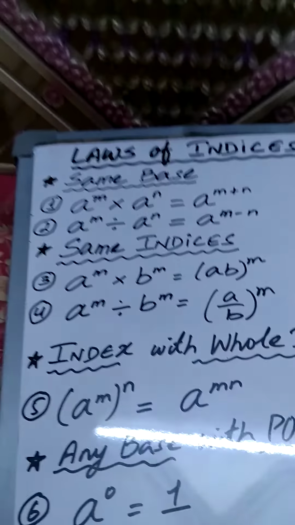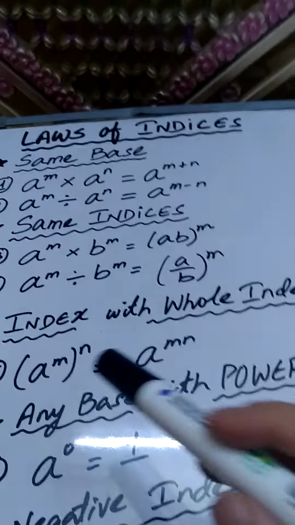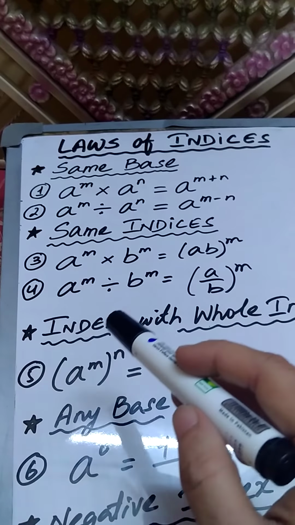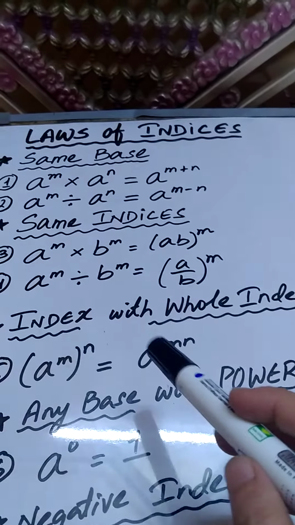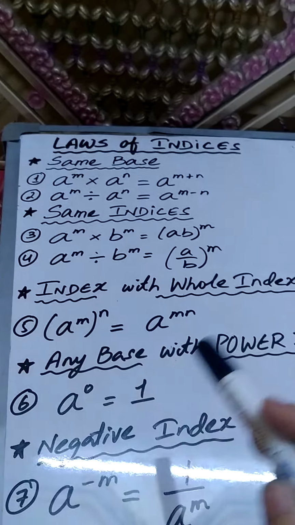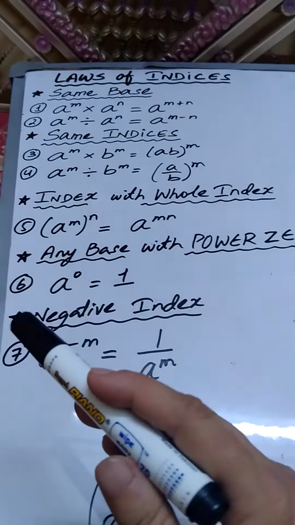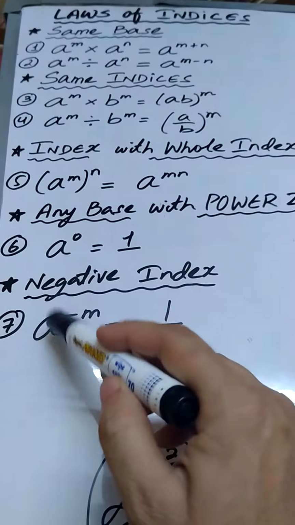And divide the base. Then index with whole index means power with a whole power. Whenever we have this case, power with whole power, the result is the base will remain the same, and the power is multiplied with the whole power. Then any base with power 0 is always equal to 1. Negative index, to make the negative index positive, we just reciprocal the base.